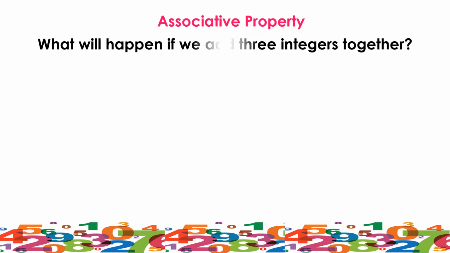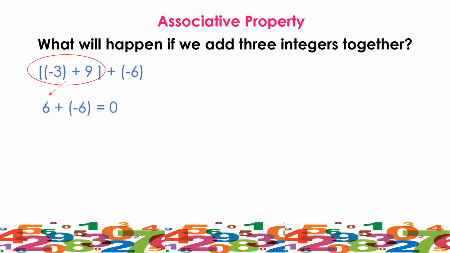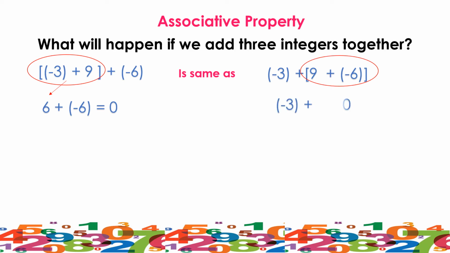Associative property. What will happen if we add three integers together? Example, (negative 3 plus 9) plus negative 6. First, we add negative 3 plus 9, which equals 6. Then, 6 plus negative 6 equals 0. This is the same as if we first add 9 plus negative 6, which equals 3. Then, negative 3 plus 3 equals 0. We got the same answer even if we change its groupings.